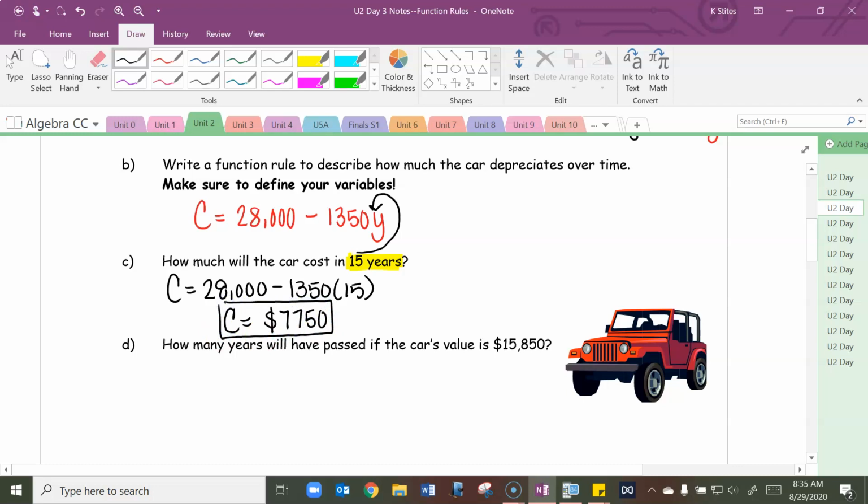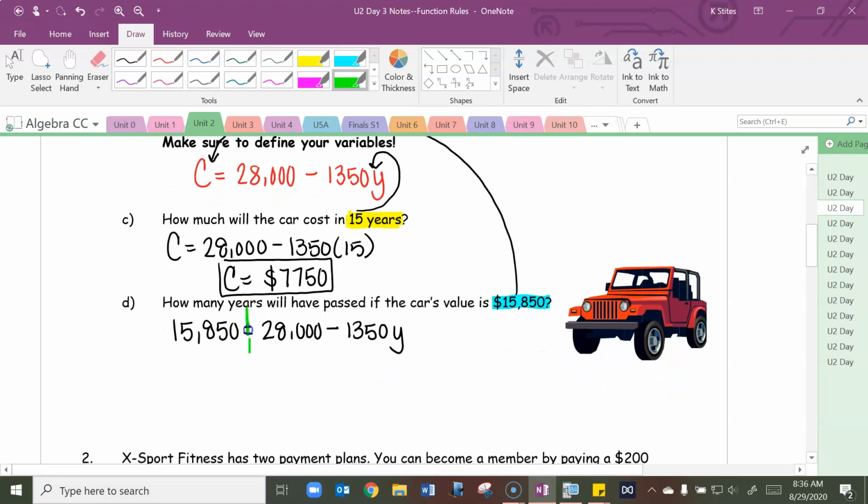All right, and now we'll go backwards. How many years will have passed if the car's value is $15,850? Well, this is money, so this is going in place of C. So we'll plug this in. And again, that y is still going to be a y. This is something that we were practicing solving in our last unit. Again, we'll undo addition and subtraction first. So we'll subtract our 28,000 on both sides.